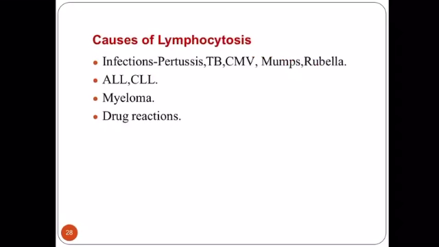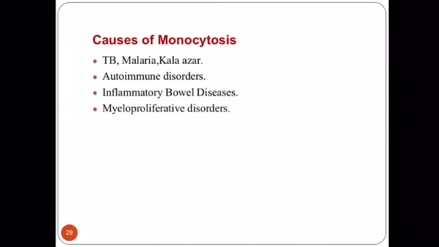Causes of lymphocytosis. Increase in the lymphocyte count is seen in chronic infectious conditions like pertussis, TB, cytomegalovirus, mumps, rubella. Leukemic conditions like acute lymphocytic leukemia, chronic lymphocytic leukemia, myeloma, and any drug reaction. Causes of monocytosis are seen in tuberculosis, malaria, kala azar, autoimmune disorder, inflammatory bowel disease, myeloproliferative disorder.